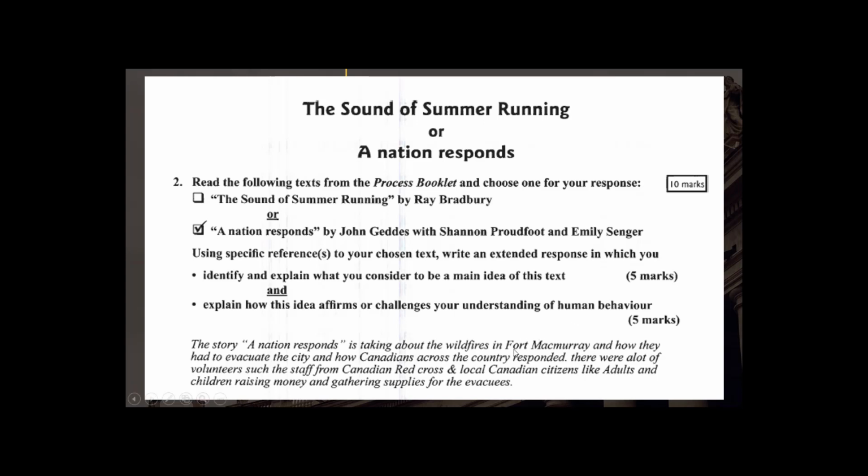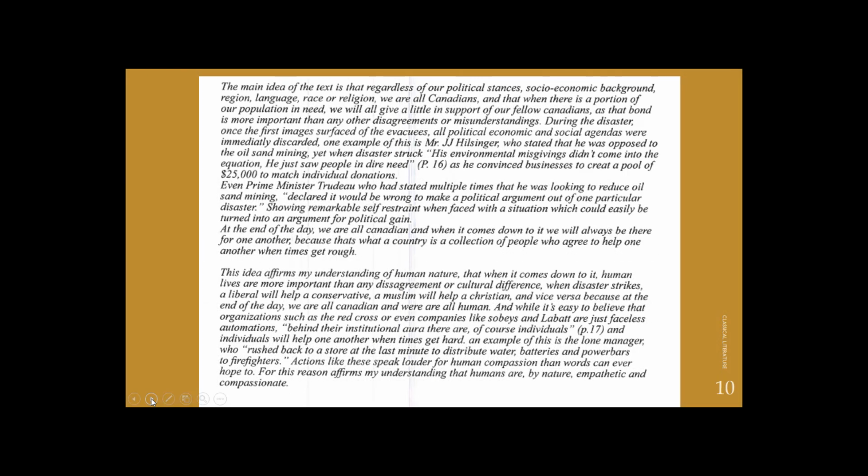So the first response, the story A Nation Responds, is talking about the wildfires in Fort McMurray and how they had to evacuate the city and how Canadians across the country responded. There were a lot of volunteers, such as the staff from the Canadian Red Cross and local Canadian citizens like adults and children, raising money and gathering supplies for the evacuees.